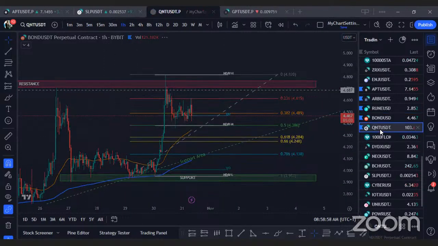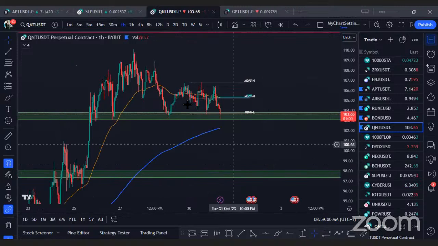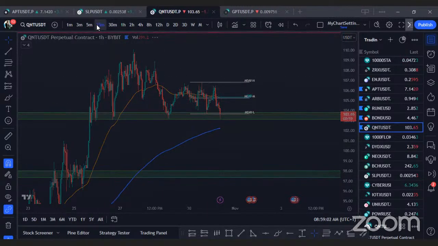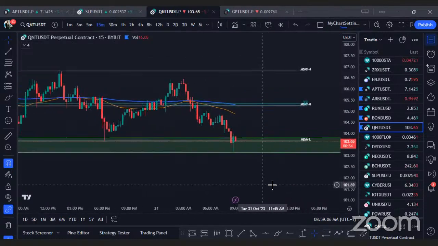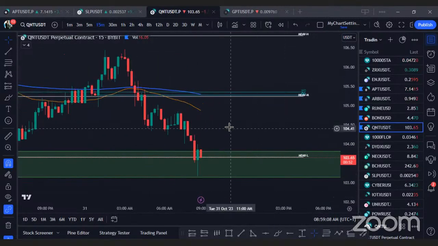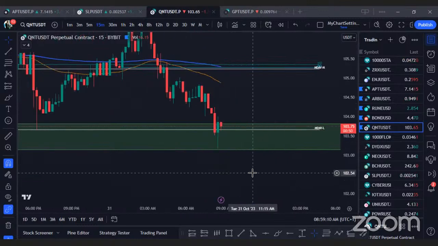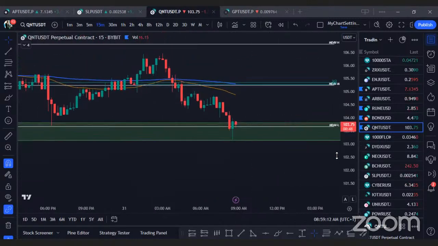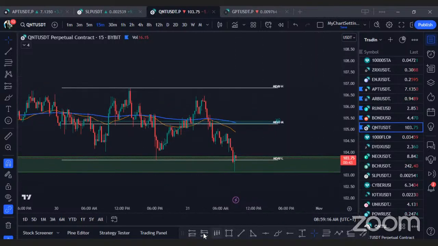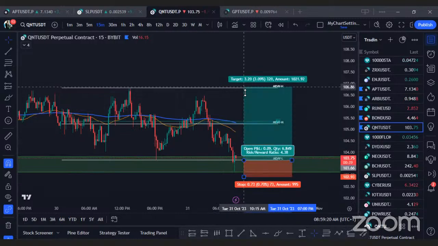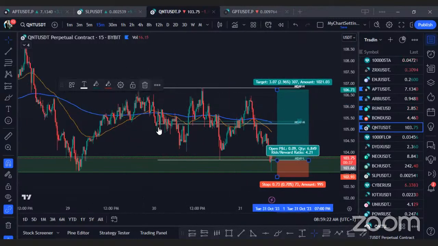All right. Then QNT. Yeah, I said let's see if we can take a trade for QNT. And it seems that we are going to be rejecting from here, guys. For QNT, it seems this rejection here will hold. So if you want to take the risk, guys, I'm going to enter a long trade here, and target this high here for QNT.